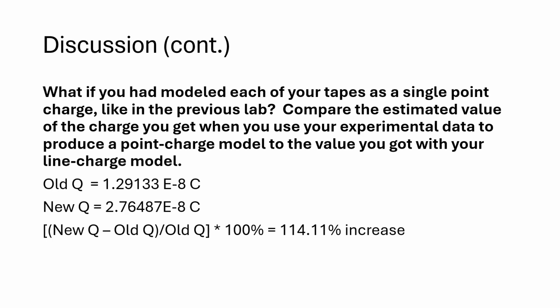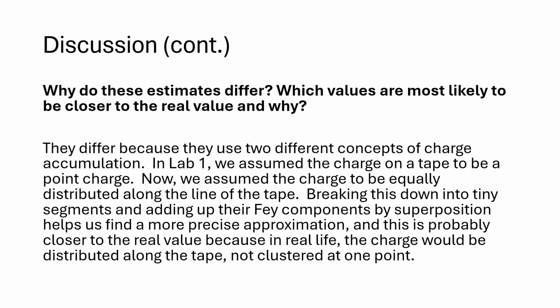If I had modeled each of my tapes as a single point charge like the previous lab, my Q would be 1.29133 E negative 8 coulombs, and now my new Q is 2.76487 E negative 8 coulombs, and there is a 114.11% increase. These estimates differ because they use 2 different concepts of charge accumulation. In Lab 1, we assumed that the charge on the tape was a point charge, and now we assume that the charge is equally distributed along the line of the tape.